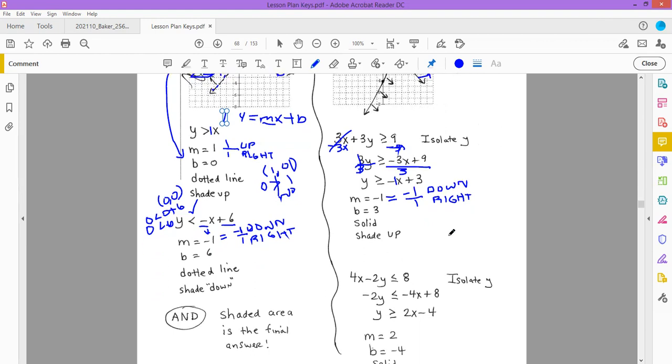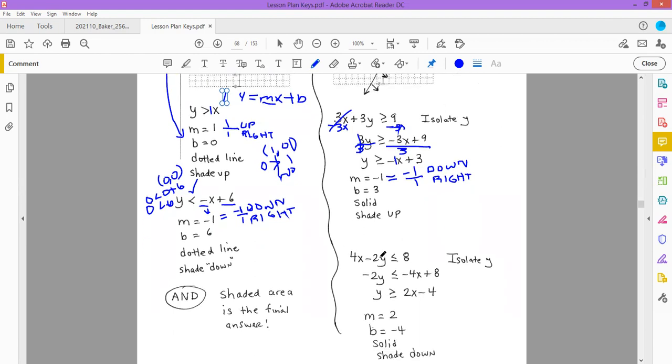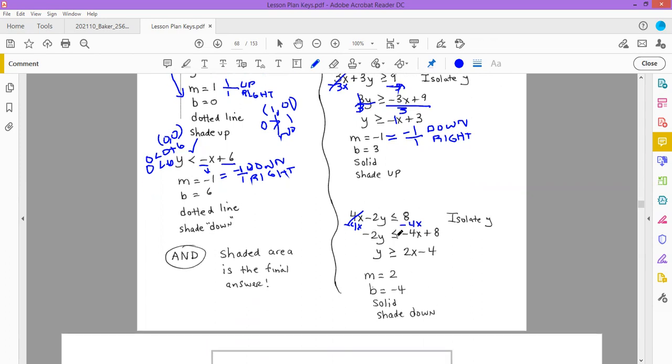For the second inequality, we have 4x minus 2y less than or equal to 8. So we're solving for y. First, we subtract 4x from both sides of this inequality. The 4x's cancel on the left side, leaving negative 2y. Carry down our inequality symbol, less than or equal to. And on the right side, we have negative 4x plus 8.